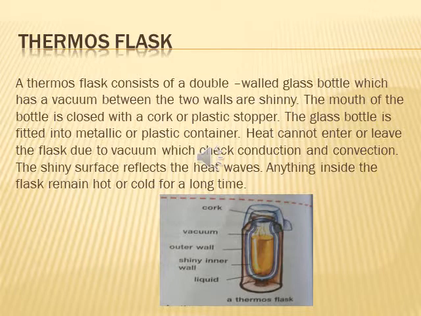A thermos flask consists of a double wall glass bottle which has a vacuum between two walls. The inner side of walls are shiny. The mouth of bottle is closed with a cork or plastic stopper. The glass bottle is fitted into a metallic or plastic container.